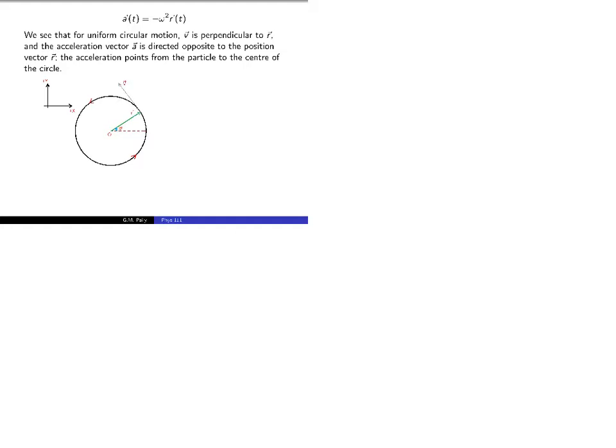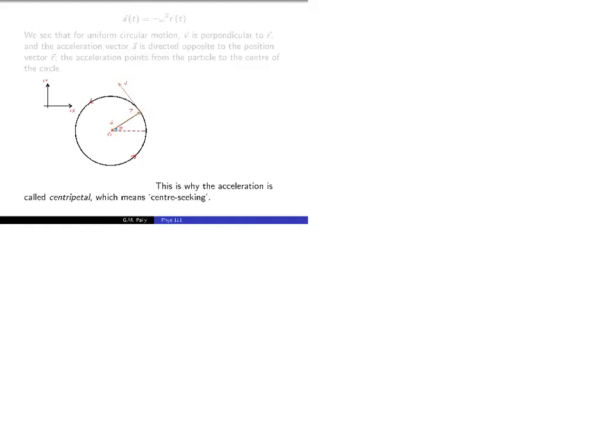Here is the circle. The particle is here. This is the position vector. This is the velocity vector. And this is the acceleration vector. This is why the acceleration is called centripetal, which means center seeking. It points towards the center.